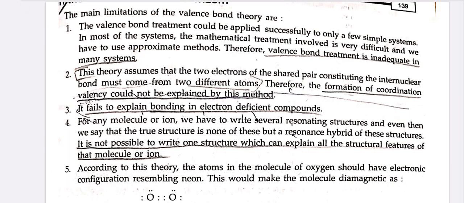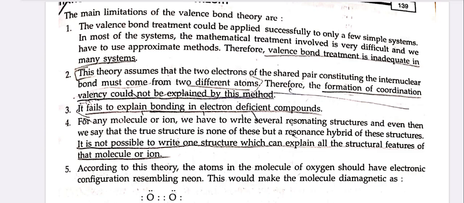The main limitations of the valence bond theory are: the valence bond treatment could be applied successfully to only a few simple systems. In most of the systems, the mathematical treatment involved is very difficult and we have to use approximate methods. Therefore, VBT treatment is inadequate in many systems.